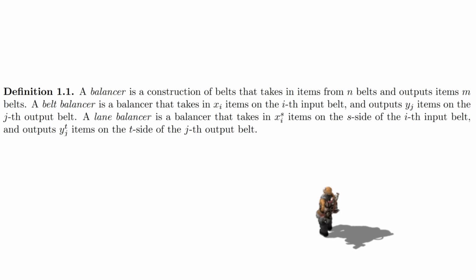Definition 1.1. A balancer is a construction of belts that takes items from n belts and outputs items onto m belts. A belt balancer is a balancer that takes in x_i items on the ith belt and outputs y_j items on the jth belt. A lane balancer is a balancer that takes x_i^s items on the s side of the ith belt and outputs y_j^t items on the t side of the jth belt.